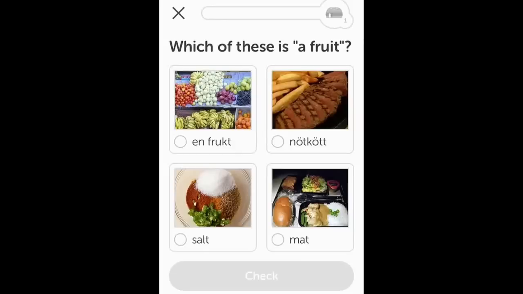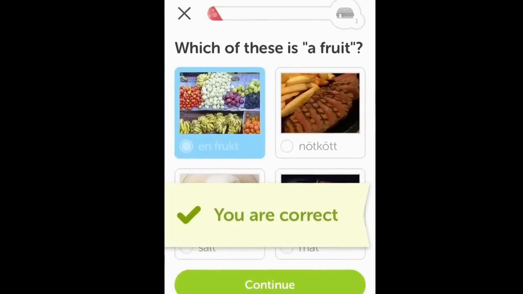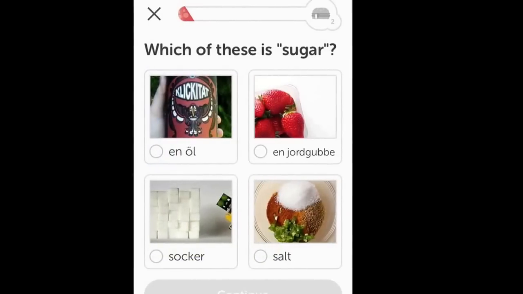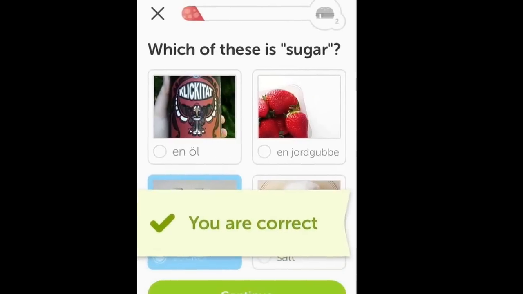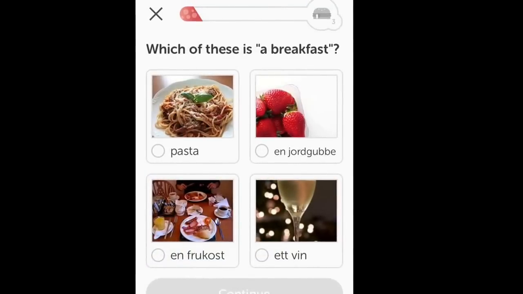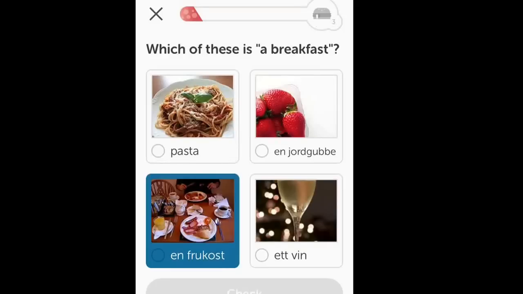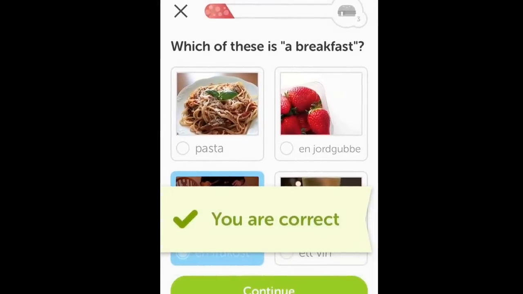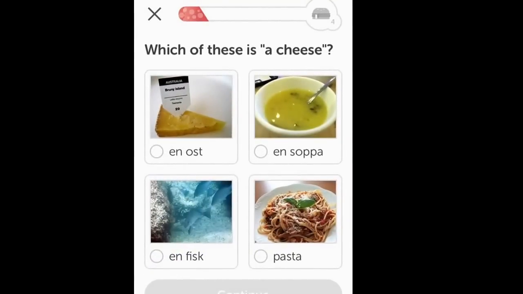They asked me which of these is a fruit. So, first one, en frukt. They say it out loud for you. Then you check it, see if it's right. Bam, I'm right. Which of these is sugar? Socker. Okay. Which of these is a breakfast? Is it pasta, en jordgubbe, en frukost, or ett vin? En frukost. Yeah.